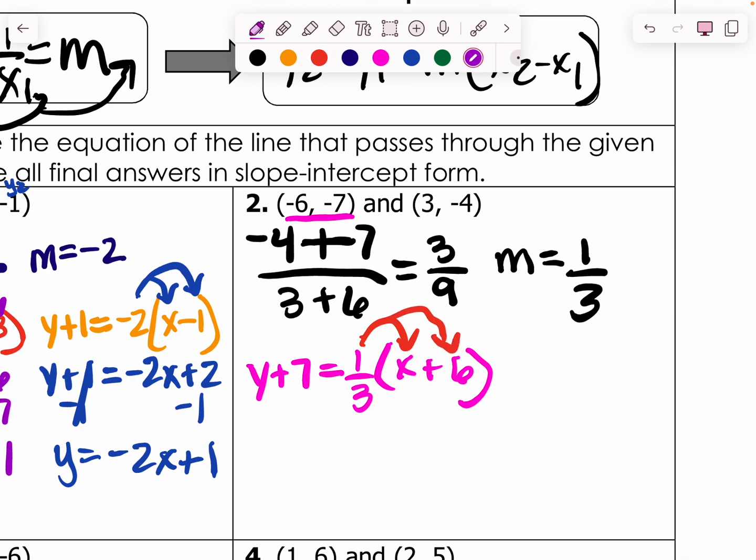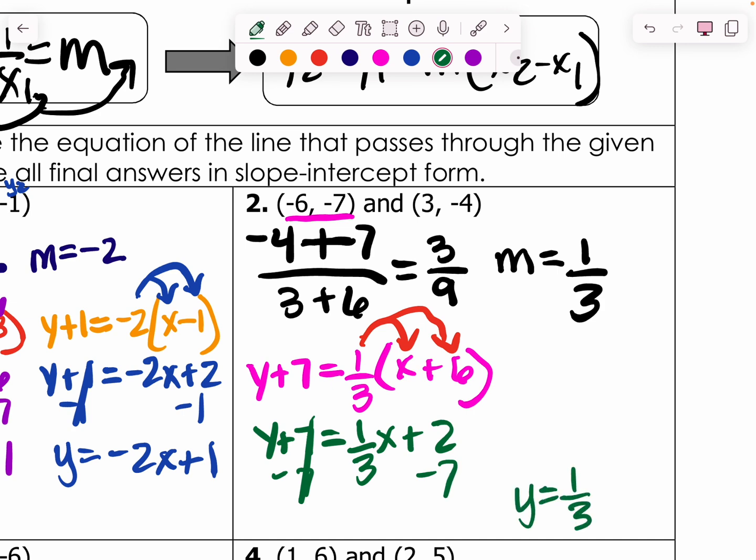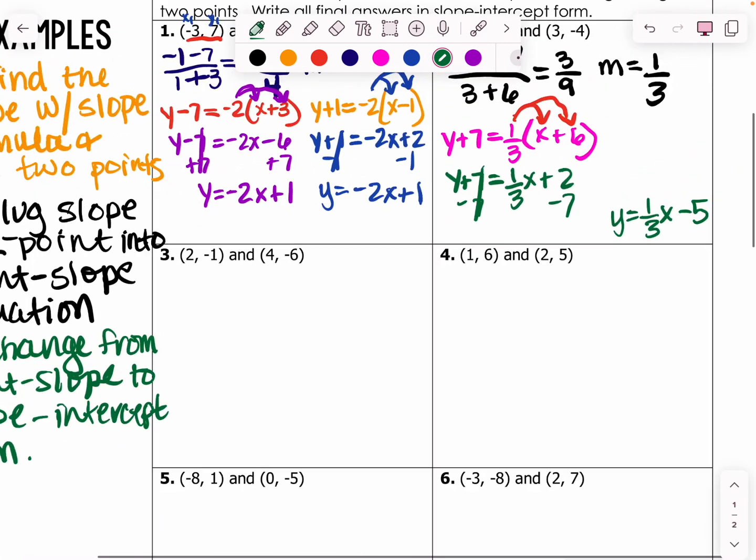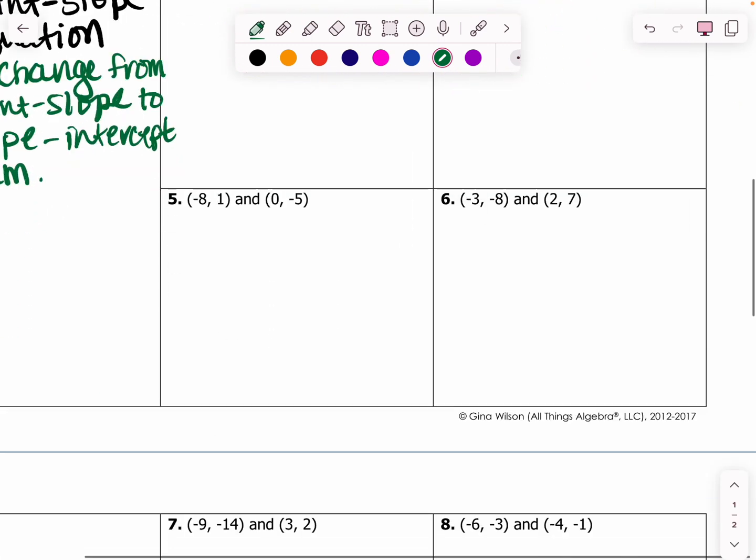What do we get? y plus 7 equals 1/3 x plus 2. Now what are we going to do with the 7? Minus. So we get y equals 1 over 3 x minus 5. And if you used 3, negative 4, you would have gotten the same answer. Okay? We didn't use it. We did not. Let's look at number 5.